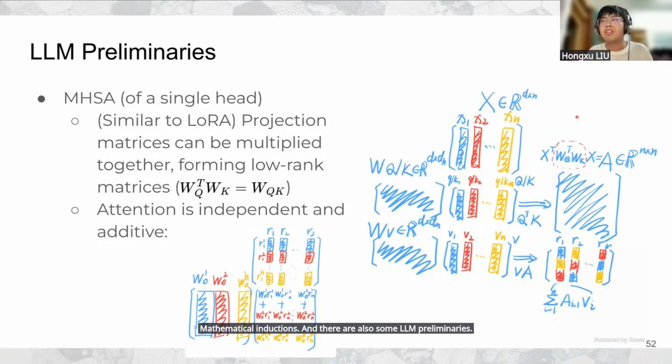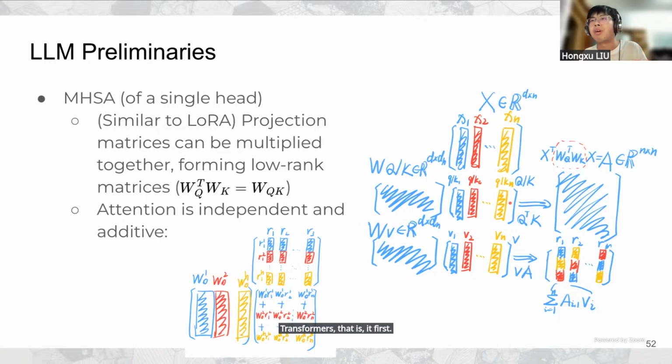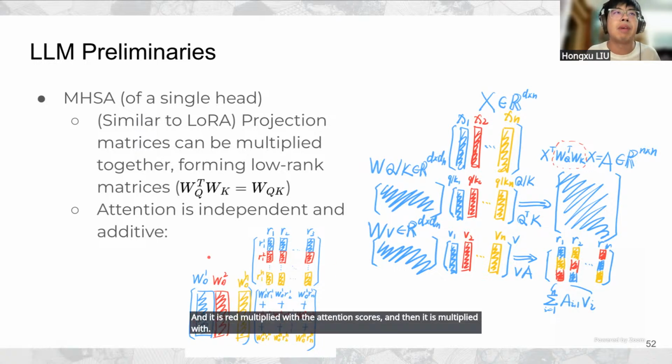In the right figure, I've drawn a complete process of the multi-head attention of transformers. That is, the input is first projected into query, key, value vectors, and the values are right multiplied with the attention scores, and then multiplied with the output projection matrices.